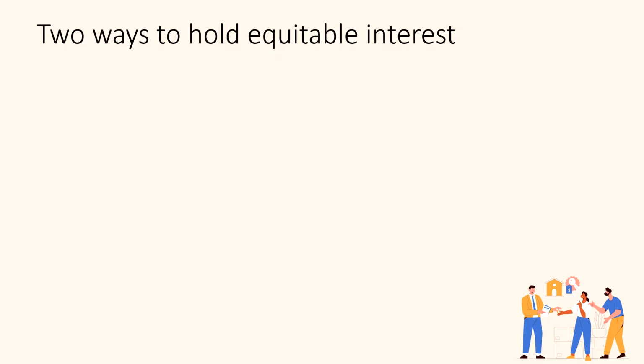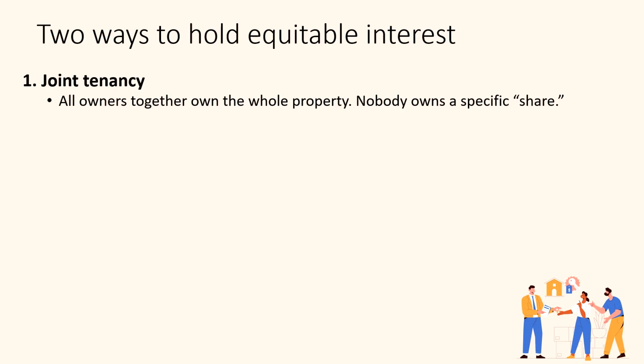Right, so now let's come back to those two ways of holding equitable interest. I said that there were two different types of equitable interest, or two ways to hold the interest. And the first one being a joint tenancy. What does that mean? In a joint tenancy, all the owners together own the whole property. There's no shares. It's not like, oh, this person owns the living room, this person owns the kitchen, this person owns the first bedroom, this one owns the second bedroom, nothing like that. There's no shares or something. Everyone owns together the whole property as one unit.